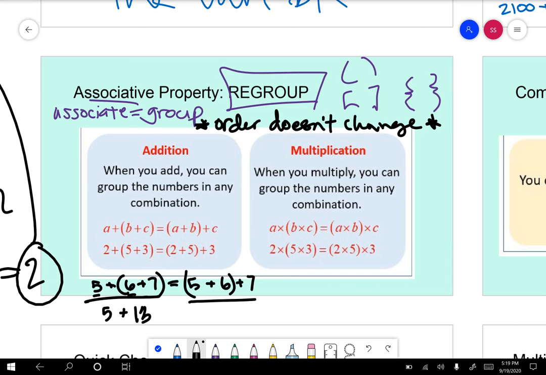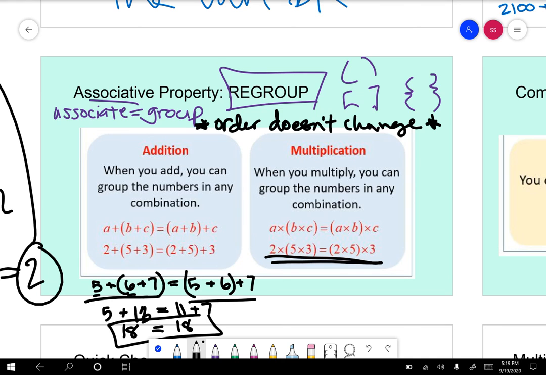Plus 5 is 18. Sorry, yawning again. 5 plus 6 over on that side gives us 11. Plus 7 gives us 18. So we get the same answer, and you can do this with multiplication too.